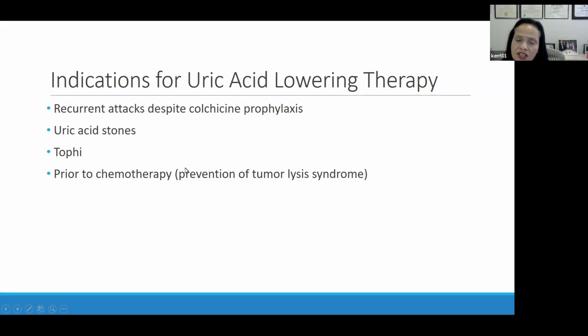And then an indication that is not germane to my practice, we see high-dose uric acid lowering therapy given to oncology patients prior to the initiation of chemotherapy to prevent tumor lysis syndrome.